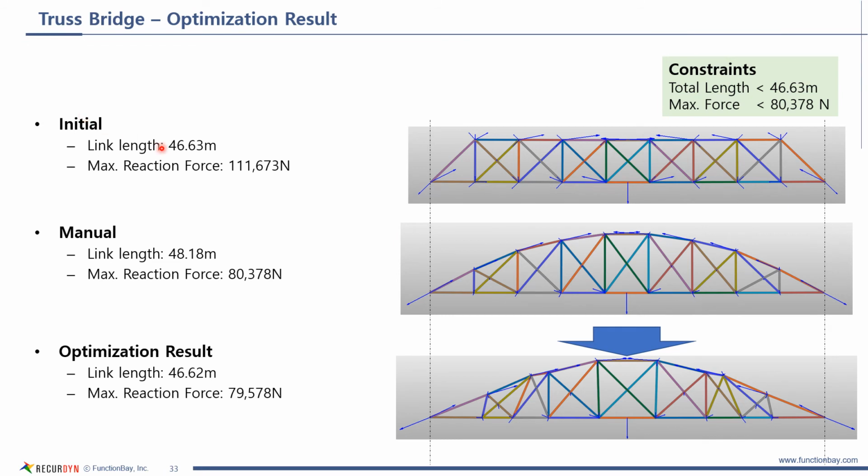This is the optimization result. The total length of the links of the initial model was 46.63 meters, and the max reaction force was about 111,000 newtons. This is the bridge model that was made manually. The length was about 48 meters and the max reaction force was bigger than 80,000 newtons. And this is the optimization result. The link length of the optimal result is 46.62 meters, which meets the constraint. And the max reaction force was reduced to 79,578 newtons. This is better than the result of the model optimized manually.